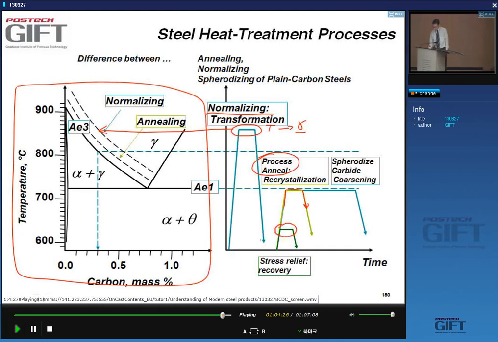Stress relief doesn't require more than recovery annealing. So that is at a much lower temperature, about 600 to 650 degrees is the temperature where you get recovery. Beyond that, at higher temperature, you get recrystallization. There's not much difference in terms of temperature between spheroidizing and recrystallization, except the times. To spheroidize the perlite, you need very long annealing times, 15, 25 hours, 24 hours. To coarsen the carbide, you need a very long time. That's the big difference, essentially, between a process anneal and a spheroidizing treatment.